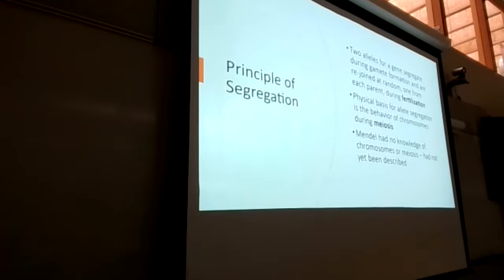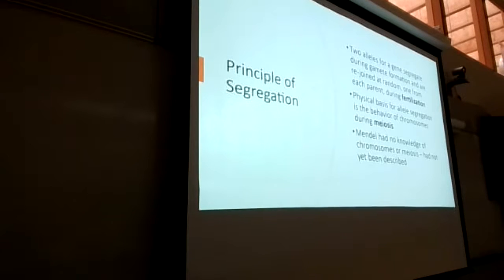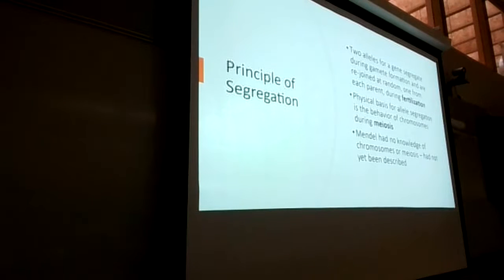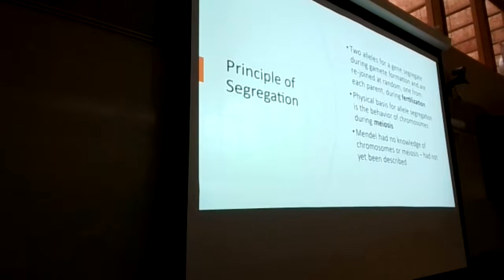Okay, so this kind of goes back to meiosis. If we have two alleles for a gene, they're going to separate during gamete formation, i.e. meiosis, right? And are rejoined at random from each parent during fertilization. And we saw this with the coyotes that we pretended to mate, right? So our basis of allele segregation comes during meiosis. Which stage of meiosis do we see sister chromatids being separated?